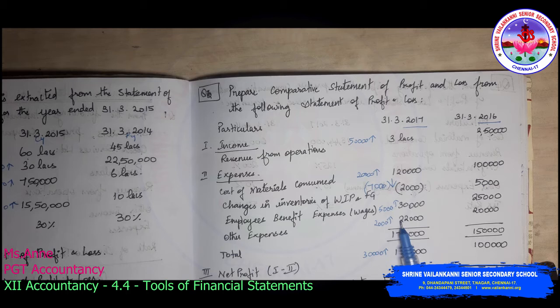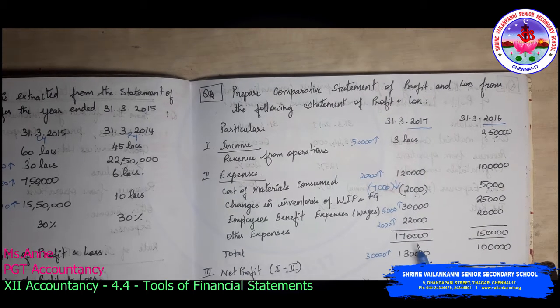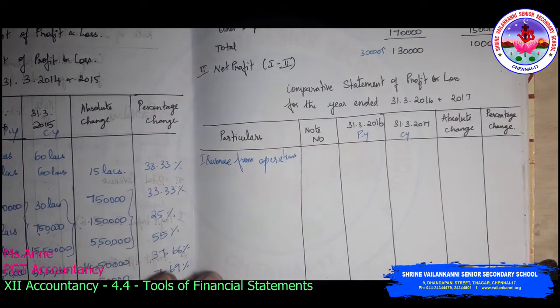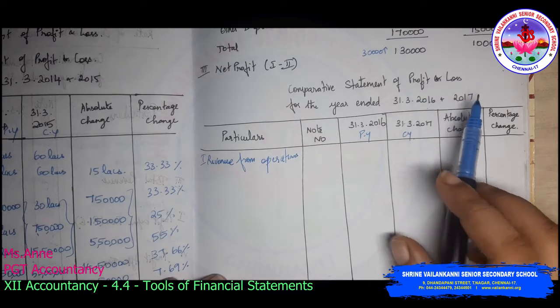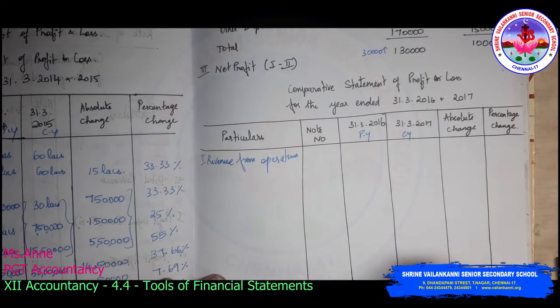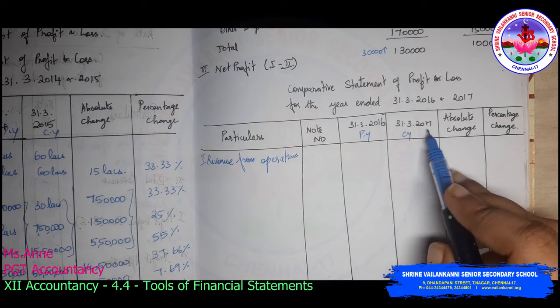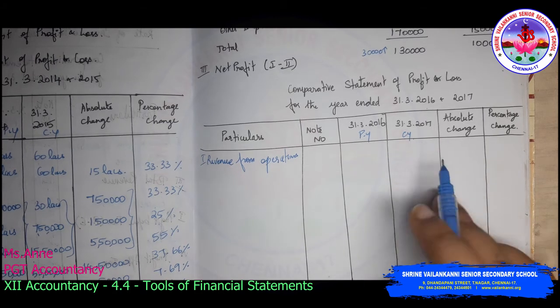Other expenses is 22,000 and 20,000, so 2,000 is the increase. Total is here 1,70,000 and 1,50,000. Net profit is 1,30,000 and 1 lakh here, so 30,000 increase. So I've just constructed the comparative statement of profit and loss for the year ended 31/3/2016-17. So 2016 will be our previous year and 2017 will be our current year.